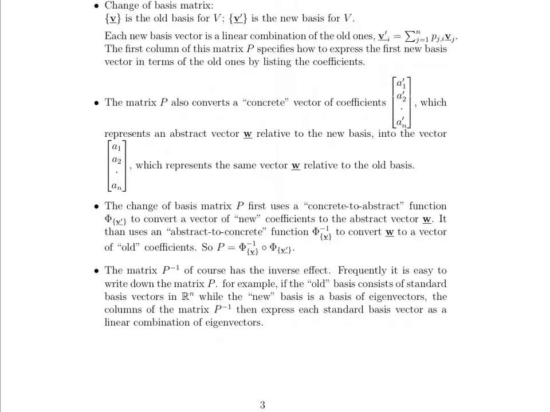And of course the matrix P inverse has the opposite effect. A lot of the time it's easy to write down the matrix P, but what we really care about is P inverse, because we want to go from old to new, not new to old. An interesting result is that if the old basis consists of standard basis vectors in Rn, while the new basis is a basis of eigenvectors, then the columns of P inverse are going to be able to express each standard basis vector as a linear combination of eigenvectors. Why is that? Because P inverse goes from old to new, rather than new to old.